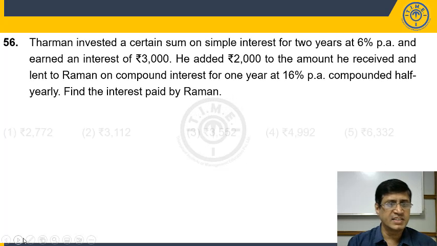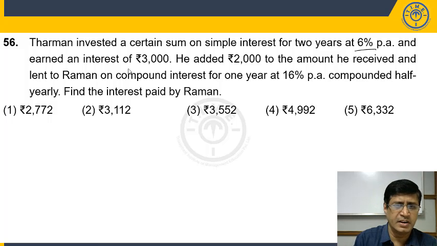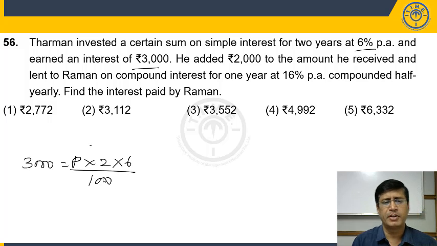Now look at the next example on your screen. A person invested a certain sum on simple interest for 2 years at 6% per annum. The interest is given here as 3000. So 3000 is the interest on a certain sum for 2 years at 6% per annum. Just find out the principal value.